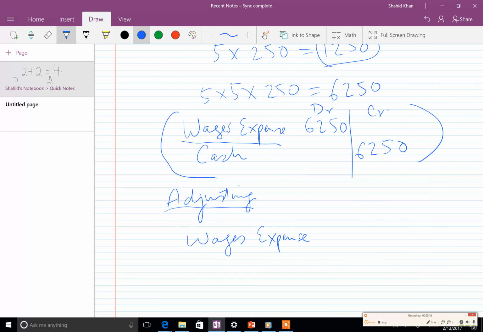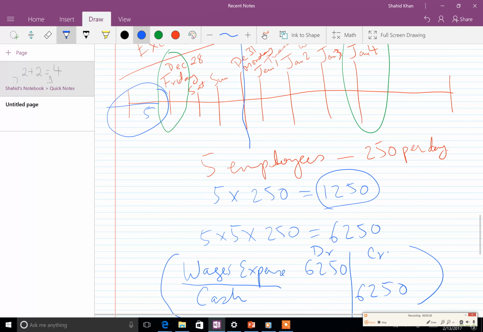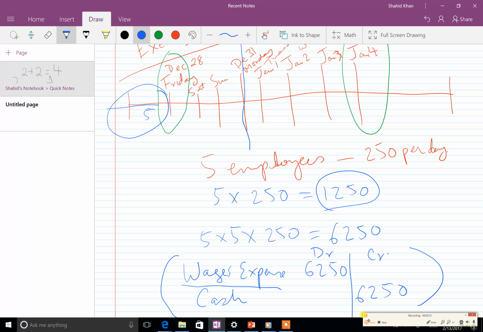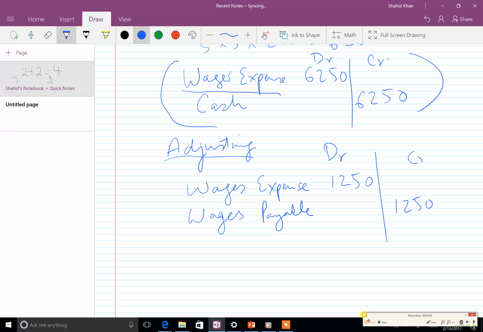For how much? 1,250, because it's for one day. And what's the other entry? We are not paying cash on this day. Remember, we pay every Friday, and December 31st is Monday. Because we are not paying on that day, we'll call it wages payable, which is credit 1,250. So debit and credit. Okay, so this is the entry we will do on December 31st.